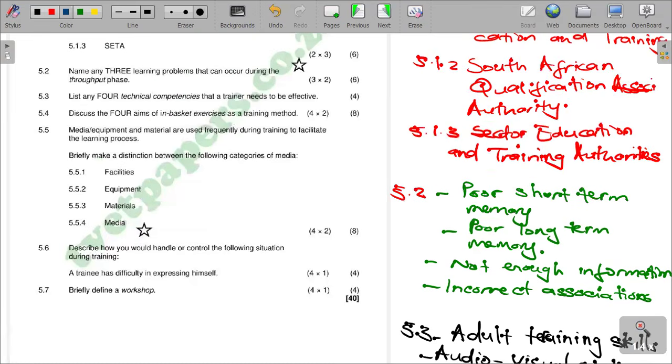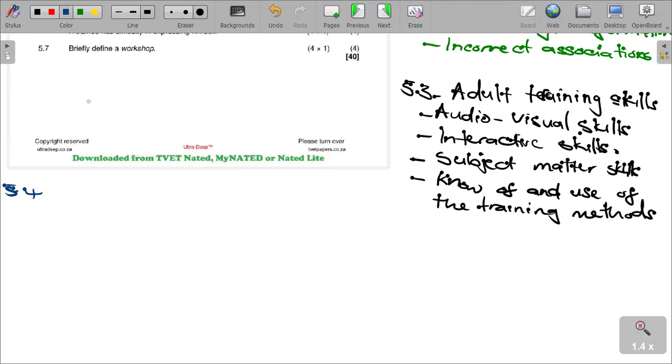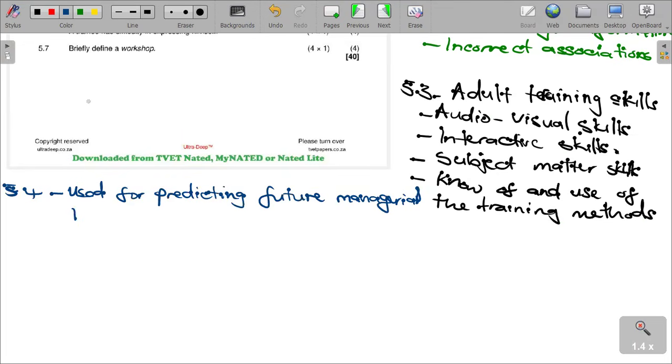5.4. Right. Discuss 4 M's of in-basket exercise as a training method. So I'm just going to give points. In your discussion, you're supposed to include that this training is used for predicting future managerial potentials. It is used to identify who has potential to become a manager. So they are predicting, right?